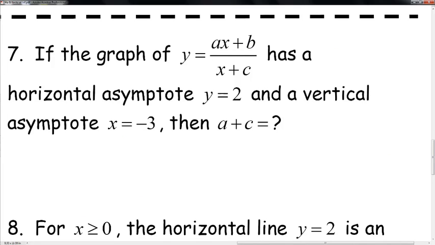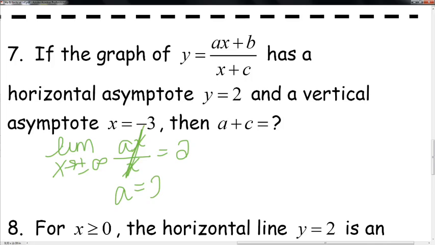Number 7, if the graph of y is equal to ax plus b divided by x plus c has a horizontal asymptote at y equals 2 and a vertical asymptote at x equals -3, then what is a plus c? Well, if we have a horizontal asymptote at y equals 2, that means that the limit as x is approaching positive and negative infinity of ax divided by x is equal to 2. Well, you're probably going to see these cancel. That means a has to be 2.